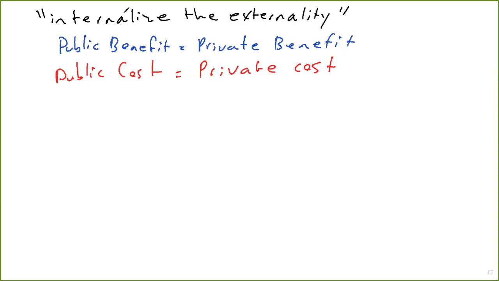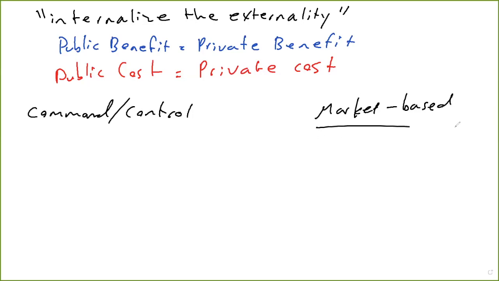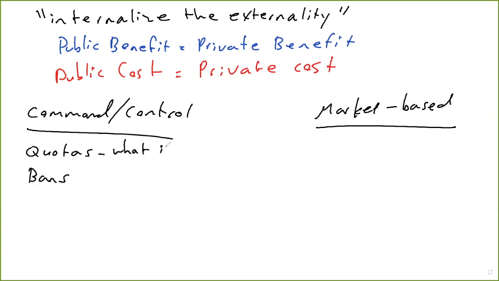So how do we internalize externalities? Well, there's two classes of policy solutions. There's what we call command and control policies, and there's market-based policies. So command and control policies would be things like quotas or outright bans. The problem with quotas is, what is the right amount, right? You want to get to that socially optimum point.